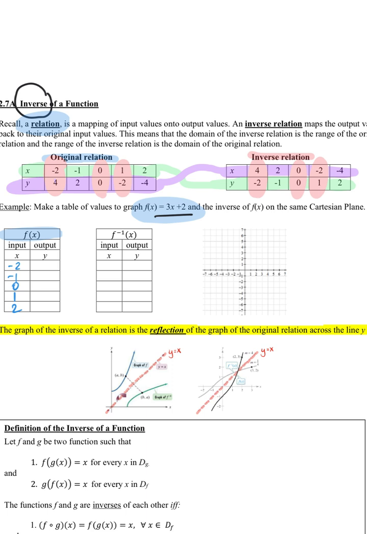For -2, what would I get? For -1, what would I get? Oh, very special. For 0 and 1, and if x equals 2, y is 8. Okay, so I could plot those points and I could connect all those points and get the line.